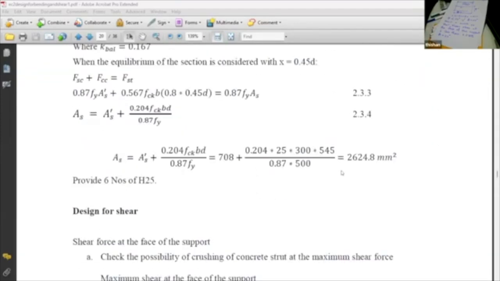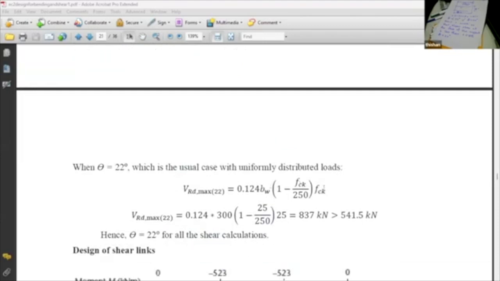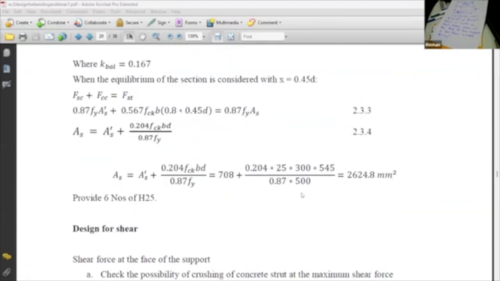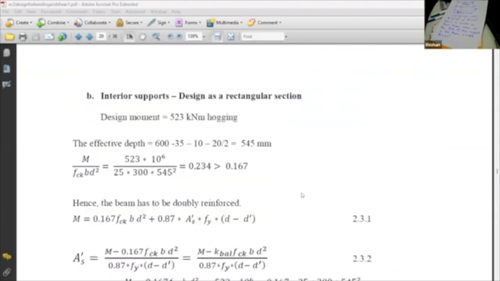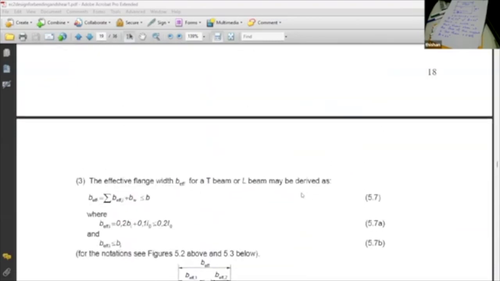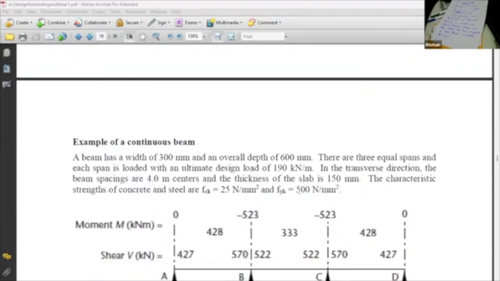In this formula, there should be a value of D. D is missing. The depth should be 545. You have to multiply it by 545, but here I have not multiplied it, so there's a small mistake here. Other than that, this note is perfect. If you go through this example, you can learn a lot.